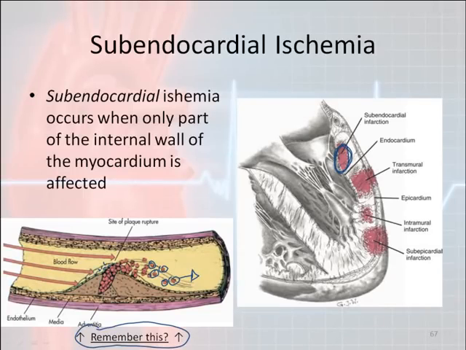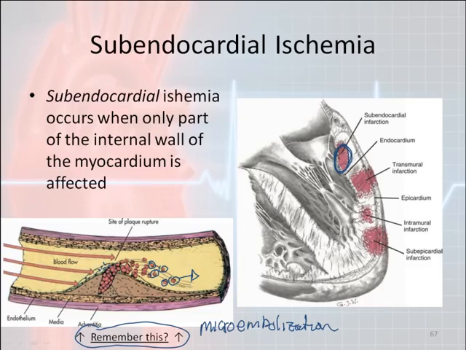This process that occurs right here has a specific name. It's called microembolization. This microembolization causes subendocardial ischemia.